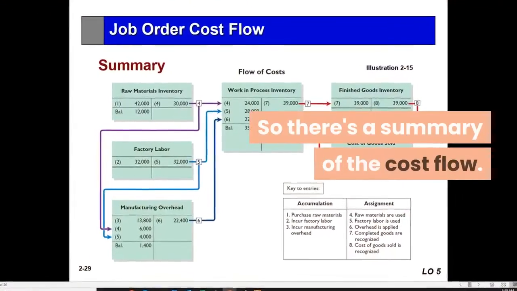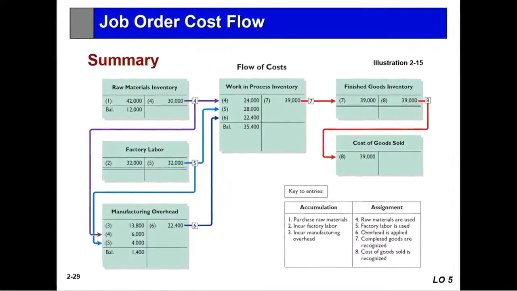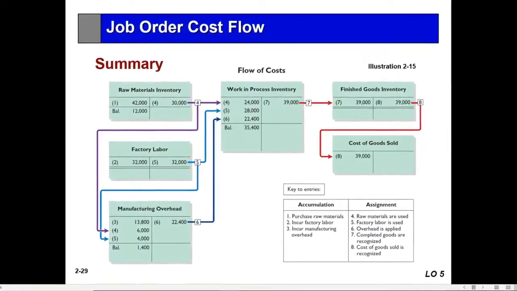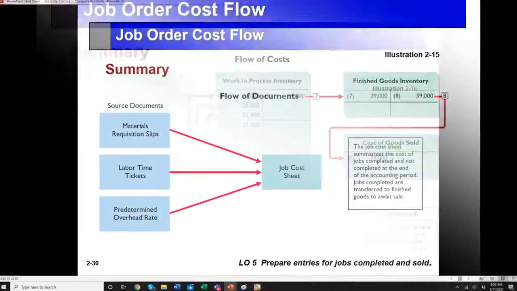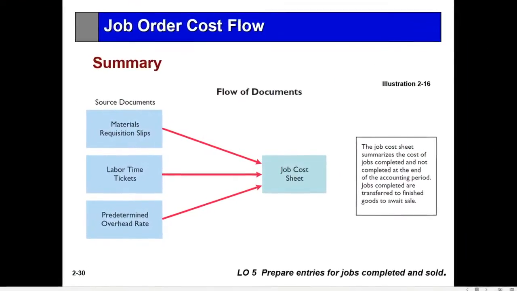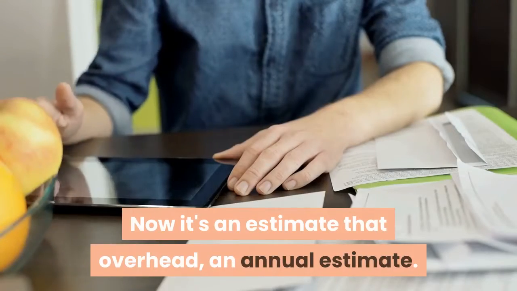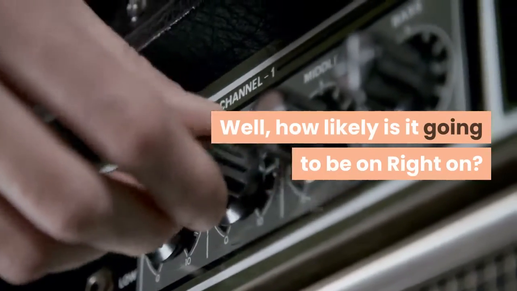So there's a summary of the cost flow. The three cost elements go into work in process, into finished goods, then sold. It becomes a period cost, cost of goods sold. Up until finished goods, it's a product cost. The job cost sheet records the material and the labor and the predetermined overhead. Now it's an estimate, an annual estimate, of overhead. Well, how likely is it going to be right on?